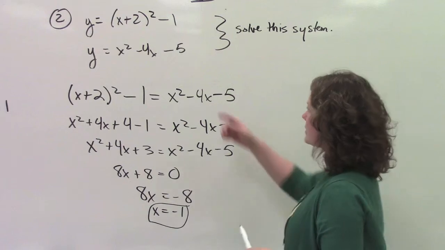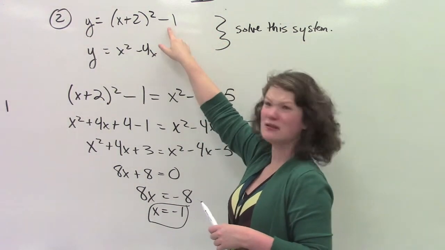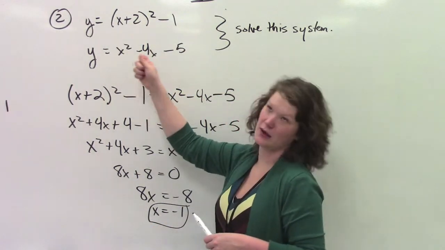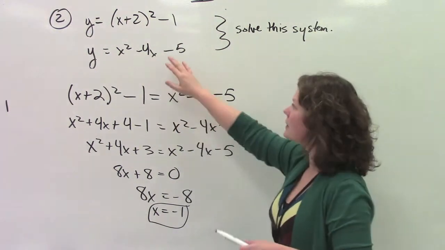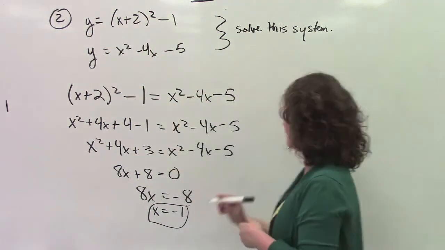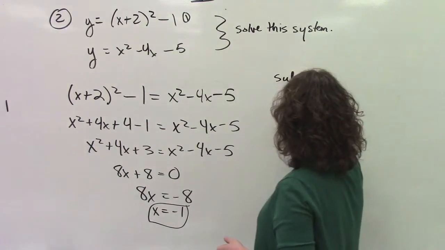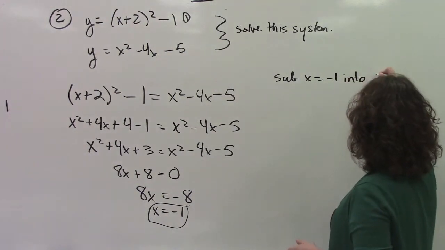What I would do is consider which equation is easier to plug into. I would say this one is, because I just need to plug in my x once. Here I would have to do x squared minus 4x. There's only one place to substitute here. So I'm going to give this guy a number 1. So sub x equals negative 1 into equation 1.